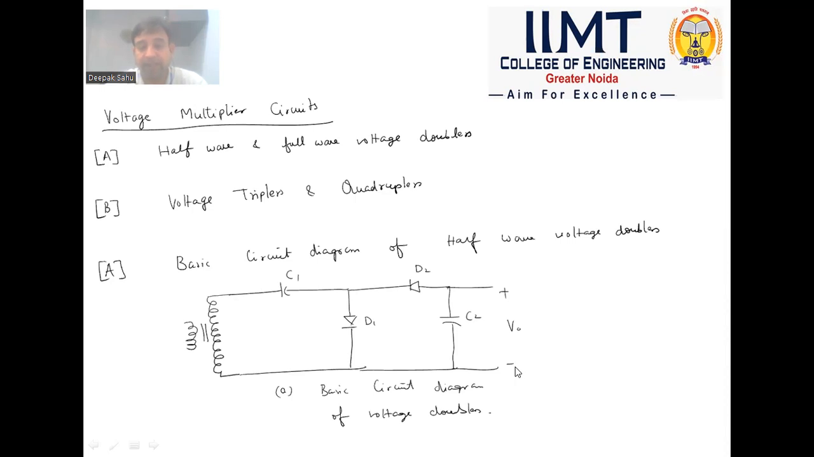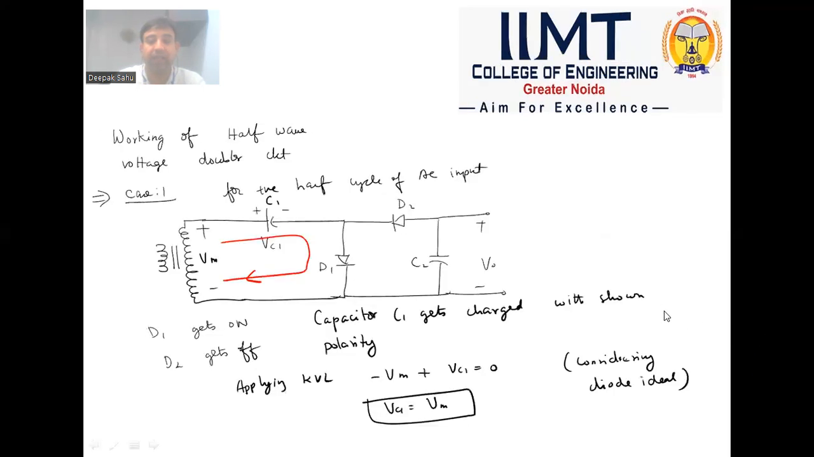Now, since these circuits basically work with AC supply signals, we will talk in terms of cycles, which are basically positive half cycle and negative half cycle. So let us move on to the actual working of half wave voltage doublers and see how things are being done. So we are moving to the next slide. See, as the name suggests, working of half wave voltage doubler circuit.